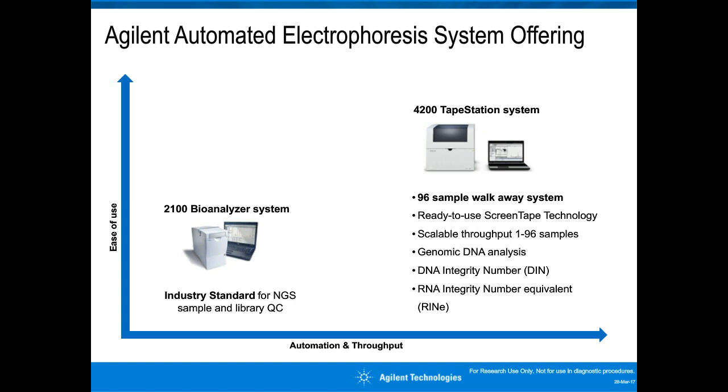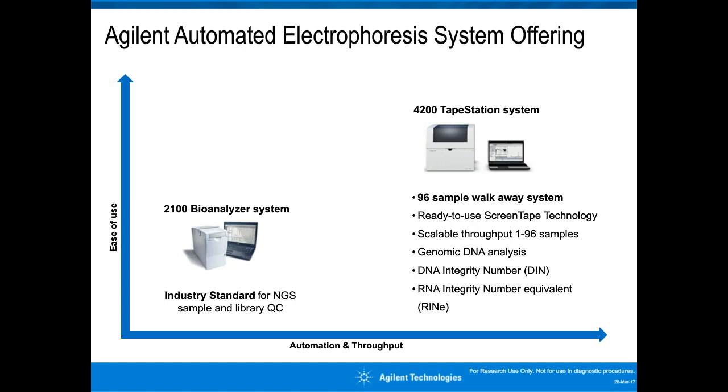For customers with a need for higher throughput, we recently have introduced the 4200 TapeStation system that is based on ScreenTape technology, offering superior ease of use as well as scalable throughput in combination with constant cost per sample. Up to 96 samples can be analyzed with walk-away automation. The genomic ScreenTape consumables allow the analysis of isolated genomic DNA samples. The DNA as well as the RNA integrity number is automatically provided by the analysis software and enables a standardized and reproducible way of sample quality control.